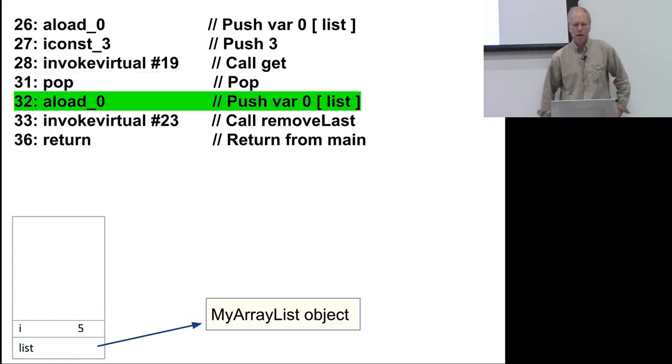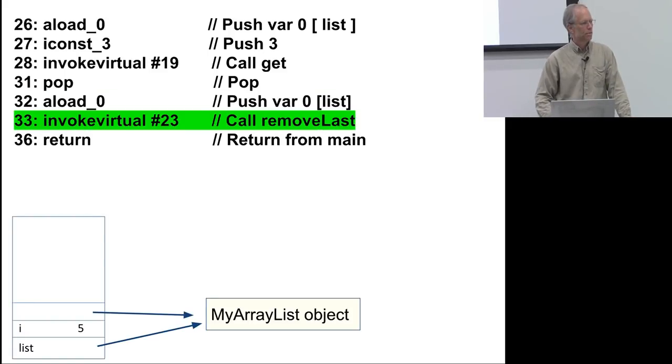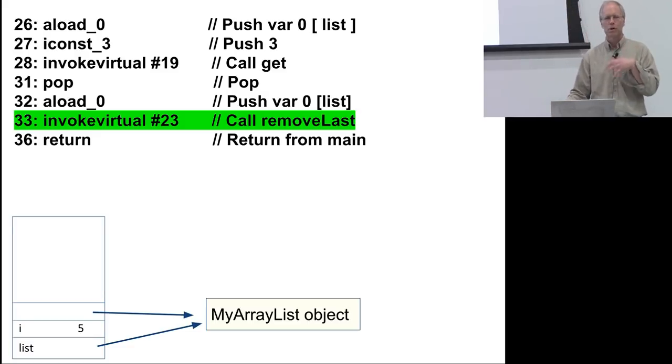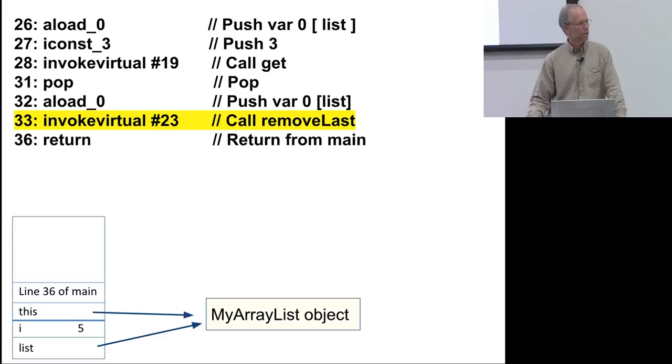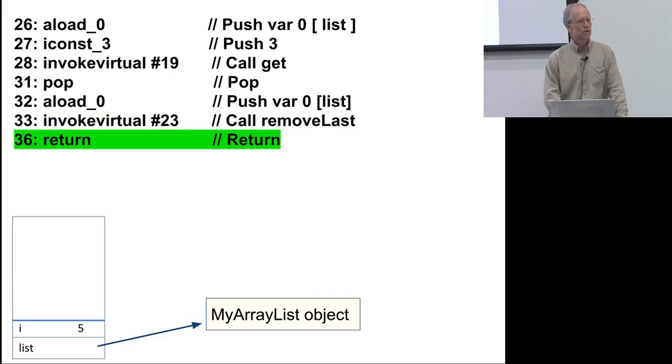And now the last thing we have to do is remove the last element from the array list. And again, we push that list, the reference to the list. That's the only parameter that remove last takes. It just takes a reference to the object in which the method was invoked. So we are setting up to call remove last. We created a stack frame. We told it to return to line 36, and it does its thing and returns to line 36. And then we hit our return.